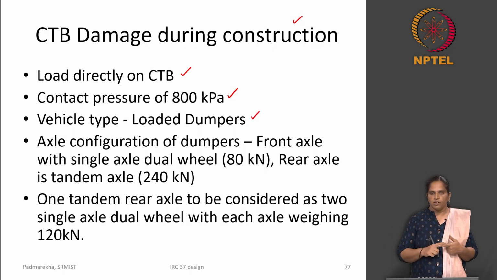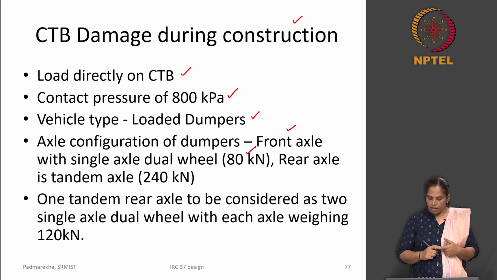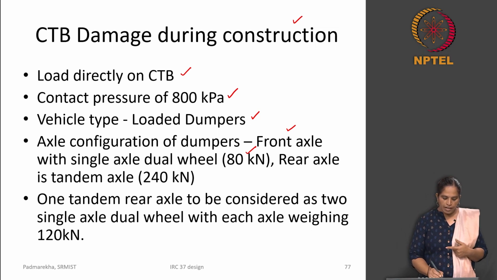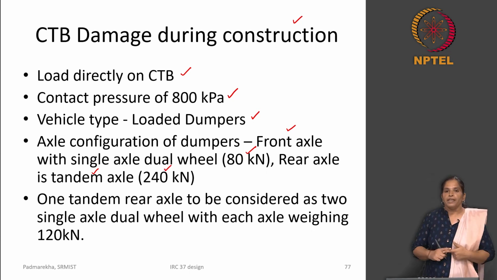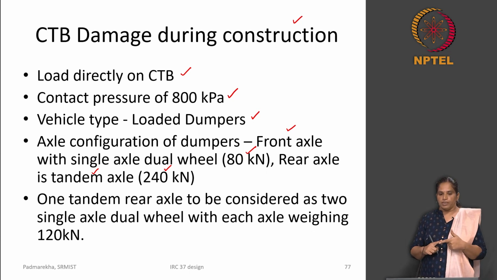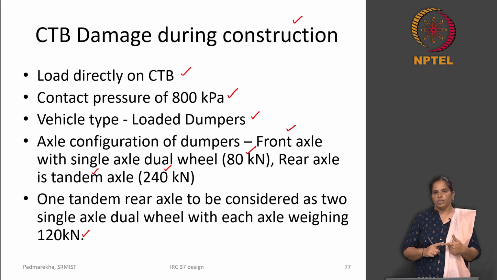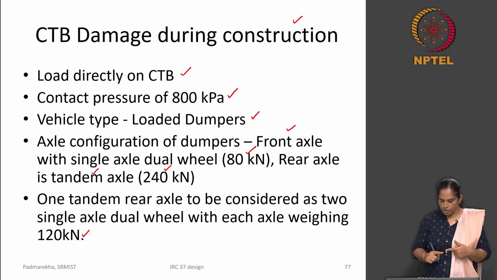The axle configuration of this dumper will be critically a front axle with a single axle single wheel. You can consider it to be an 80 kilonewton weight, and the rear axle is a tandem axle with typically 240 kilonewton weight. As per IRC guidelines, we consider a tandem axle to be 2 repetitions of a single axle. So that is 2 repetitions of 240 divided by 2, which is 120 kilonewton. So 2 repetitions of a single axle weighing 120 kilonewton.